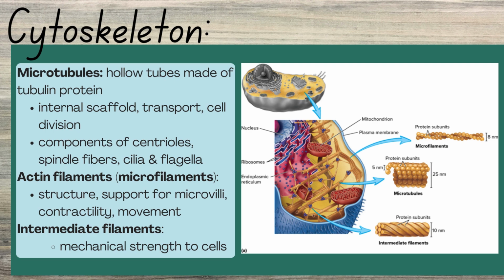Another component of the cytoskeleton is actin or microfilaments. They provide structure, support microvilli, allow contractility of the structures, and aid in movement. The microfilaments are at the top of the image. Lastly, intermediate filaments give mechanical strength to cells, and they're shown at the bottom of the image. Make sure to take a good look at the image and see how that scaffolding is created within the cell.